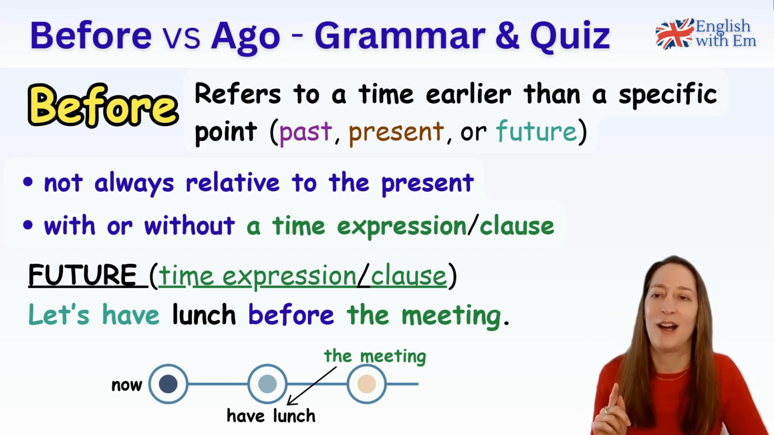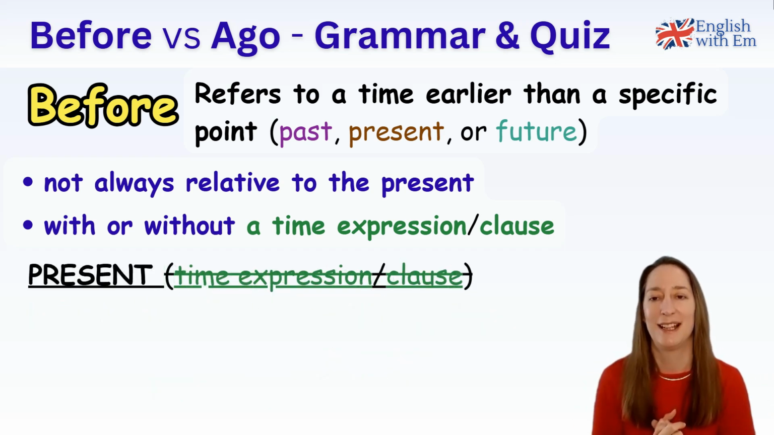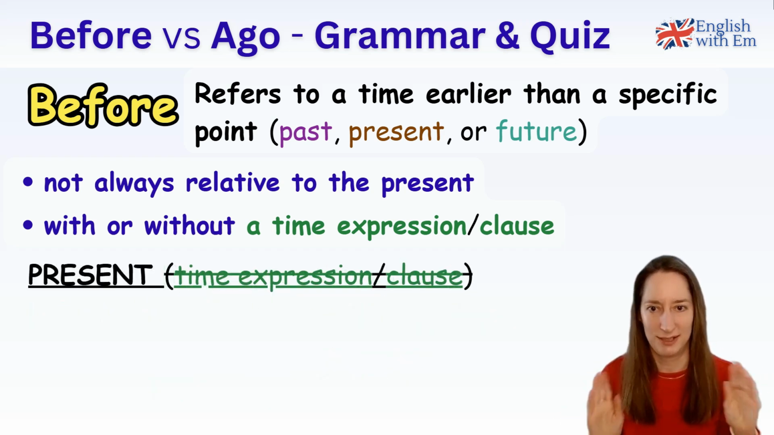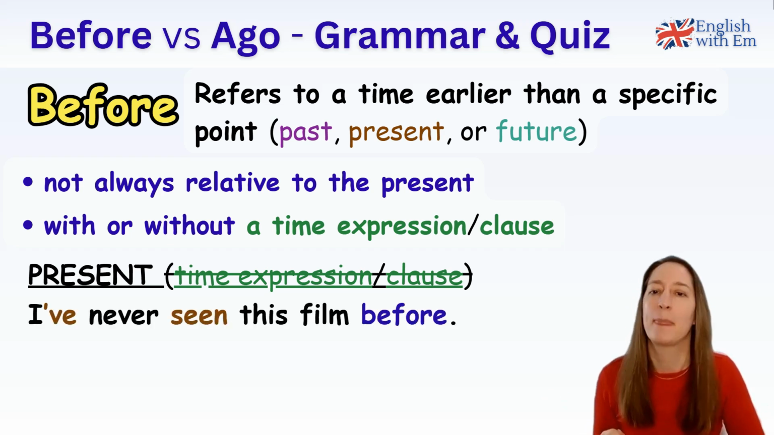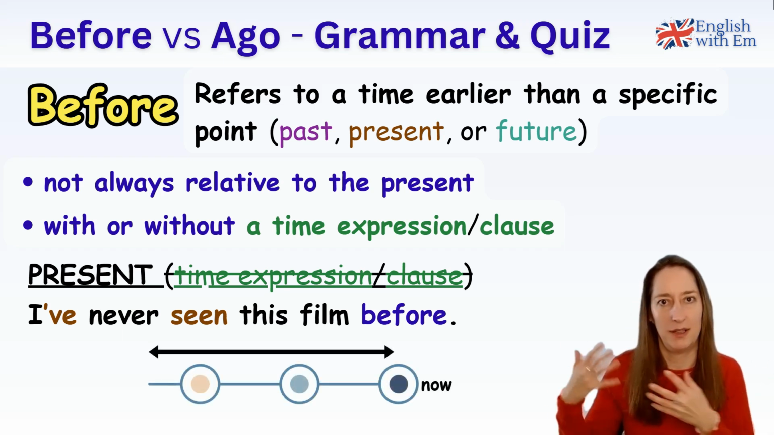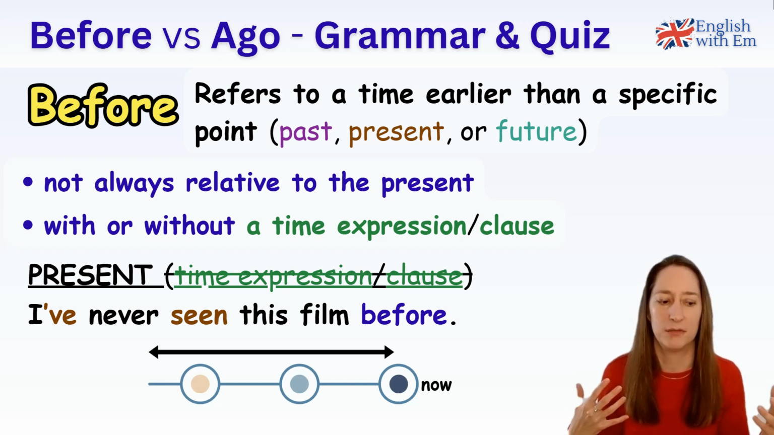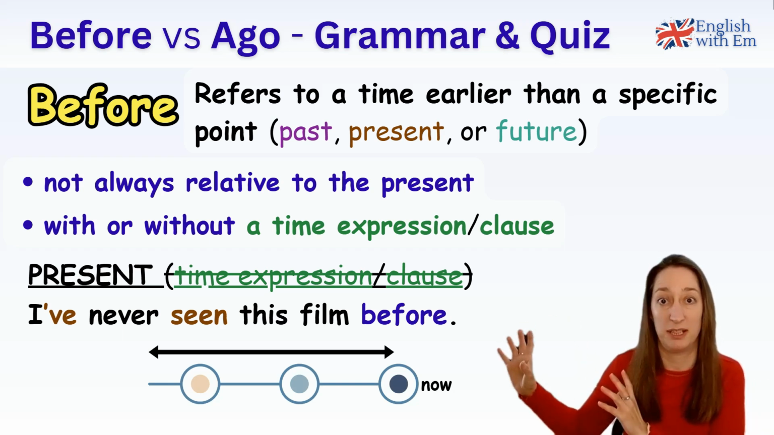Now let's talk about how we use before to talk about the present. And in this case, we do not use a time expression or time clause. So, I've never seen this film before. In this case, before means at any time earlier than now. So, I've never seen this film at any point before this.